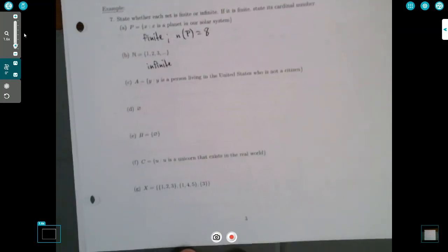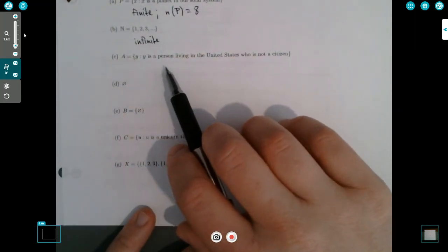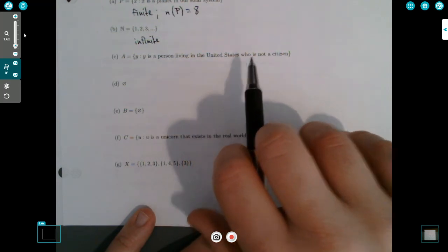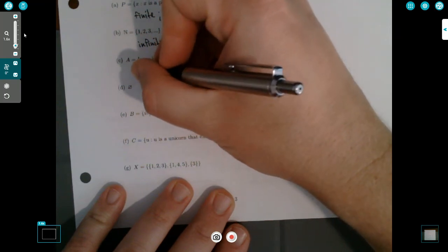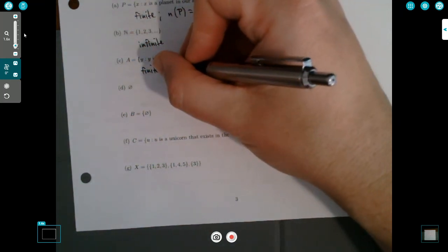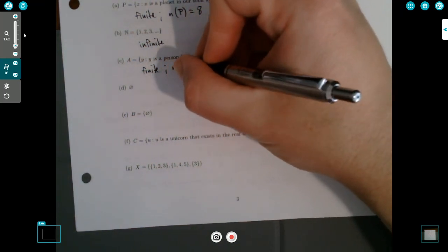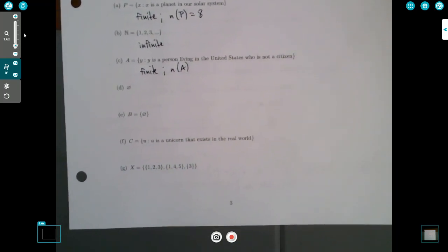Part C says A is the set of all y, where y is a person living in the United States who is not a citizen. That's a finite set, right? It's got a finite number. I have no idea what the cardinal number of it would be, though. N of A. I mean, we definitely don't know for sure how many people there are.